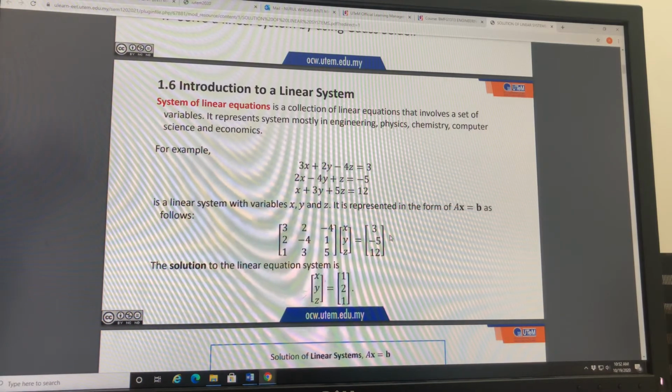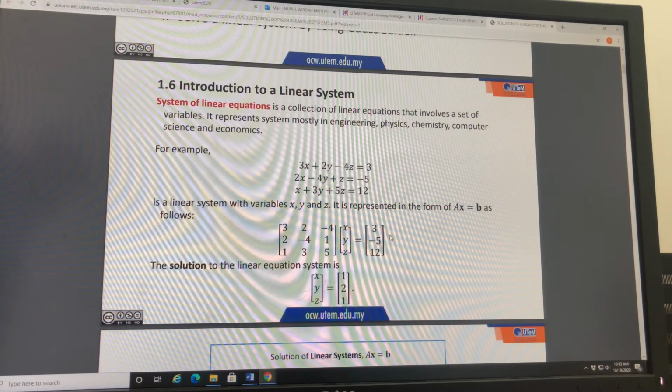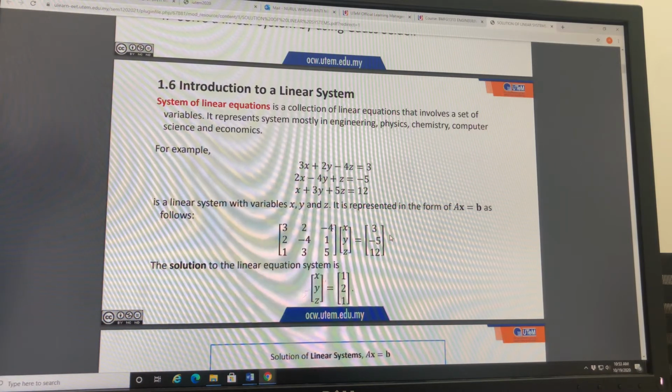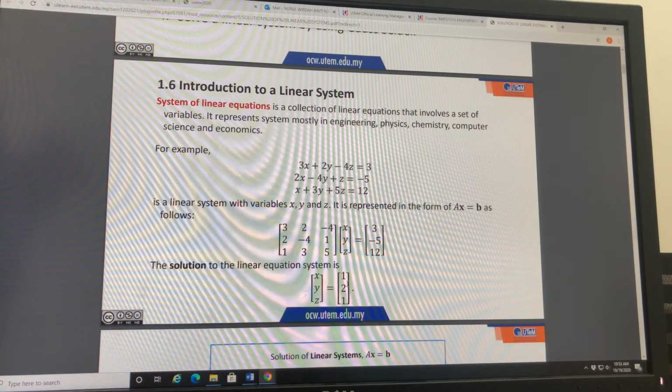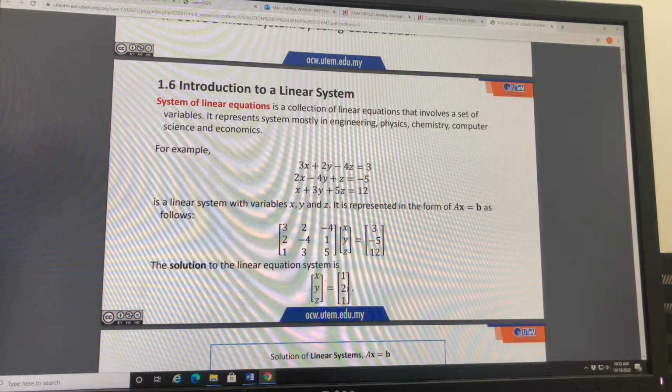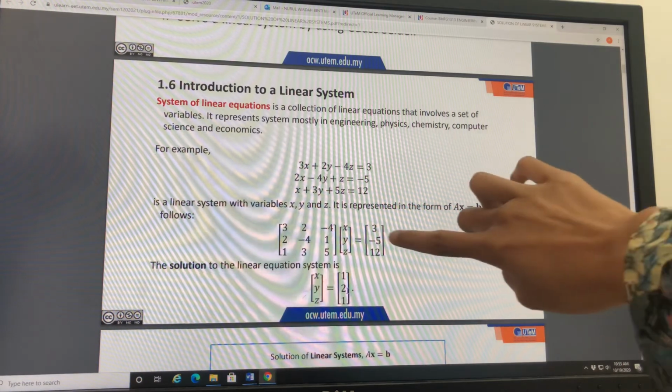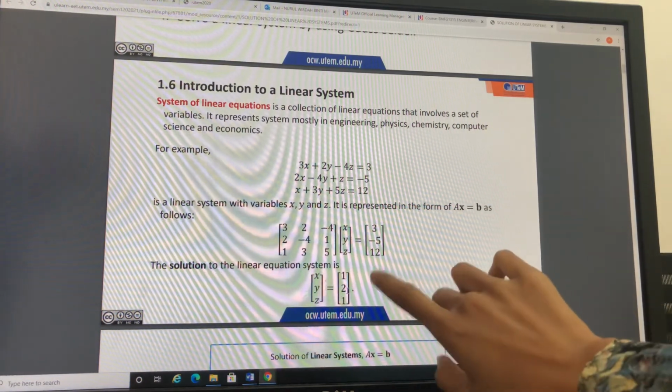As we know, the title for the topic is the solution of a linear system. So the keyword here is solution. It means that at the end you need to find out the value of the solution, which is the value that you should get for the variables X, Y, Z. For this topic you will learn how from this AX = B we will get this answer.